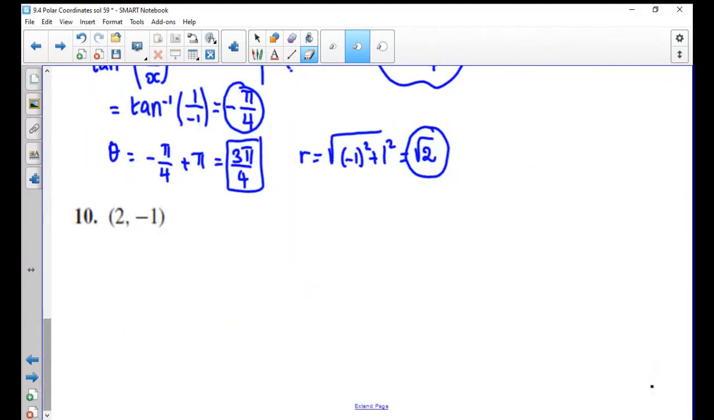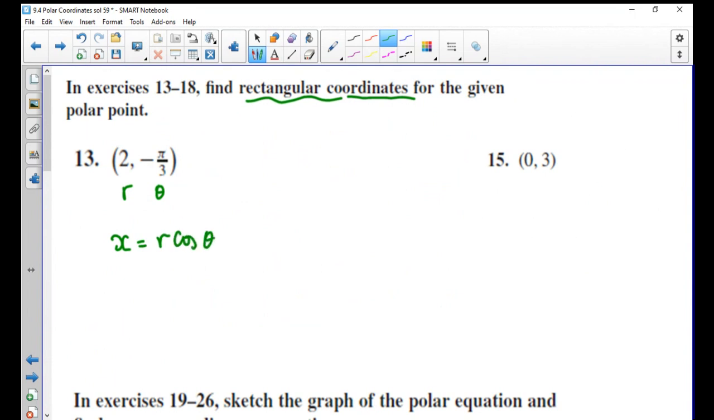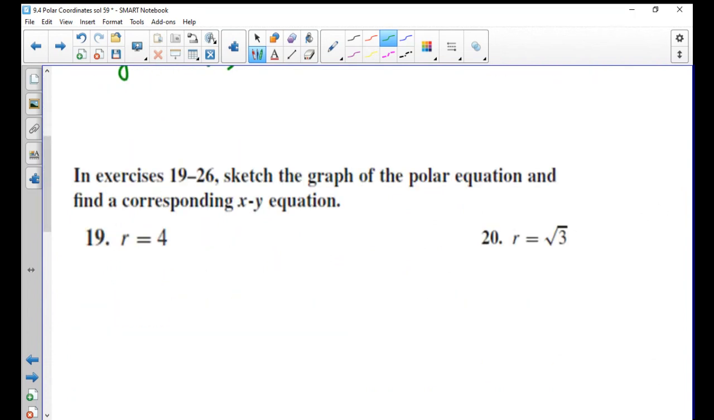Okay, now what else can we mention here? Okay, no problem. This is r. This is very easy, no issues. This is r and theta. You want the rectangular coordinates. That means you want x and y. You use the rule: x is r cosine theta, y is r sine theta. Very easy. Just substitute and you will get them.